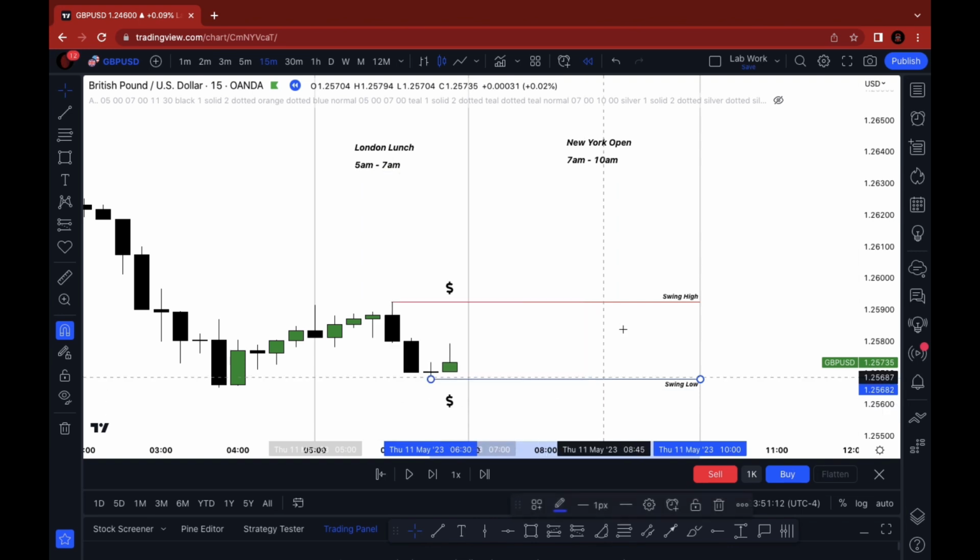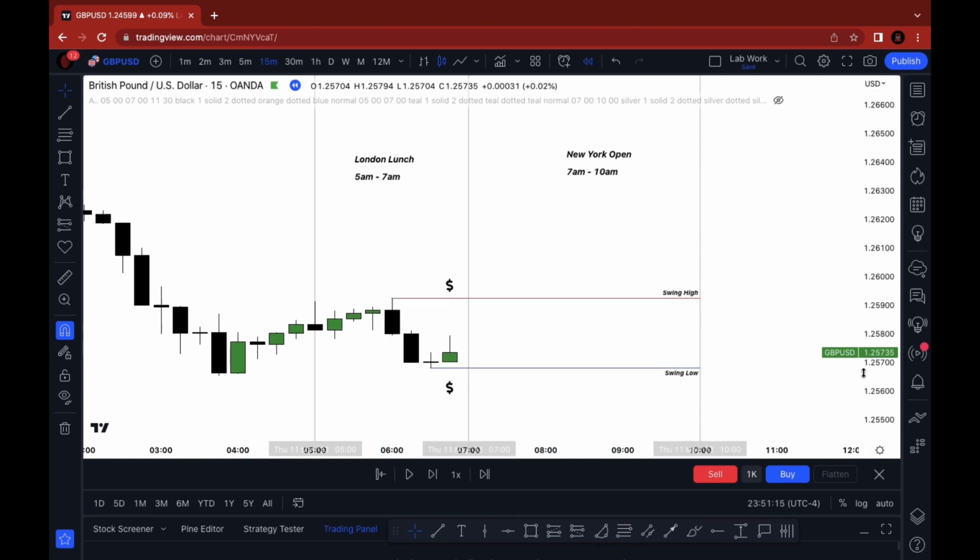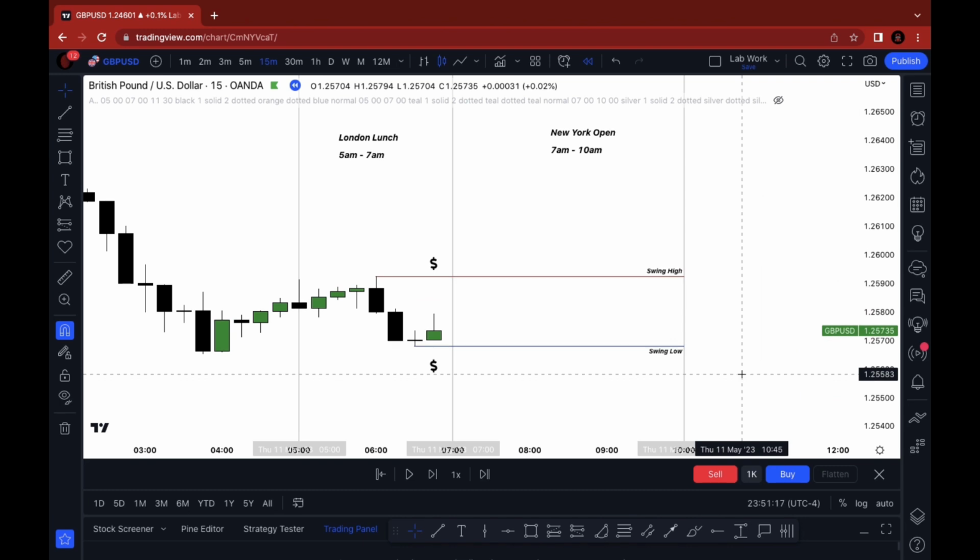Now at this point, we move on to step 2 of the chart activity. We're going to see what side of the marketplace is liquidated first. Is it going to be buy side liquidity or sell side liquidity? We don't know, so we have to play price action and let it do its thing.